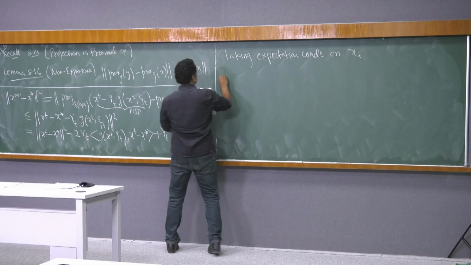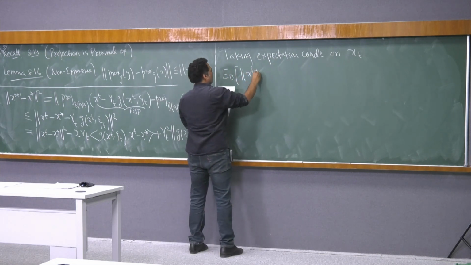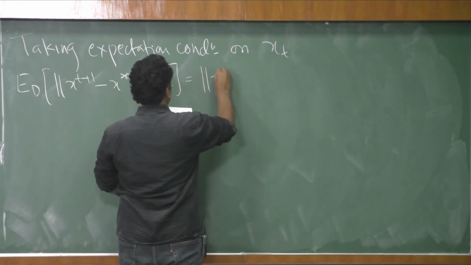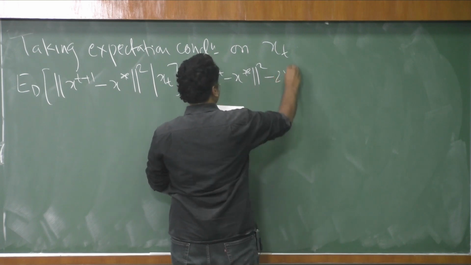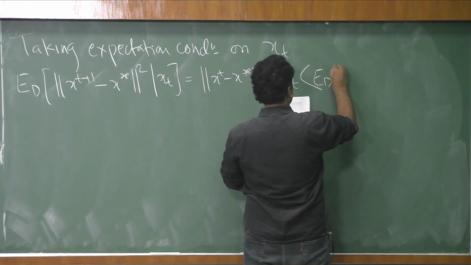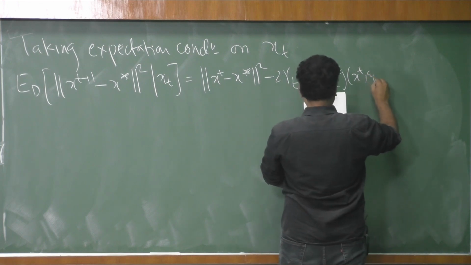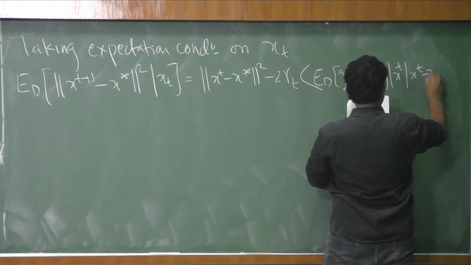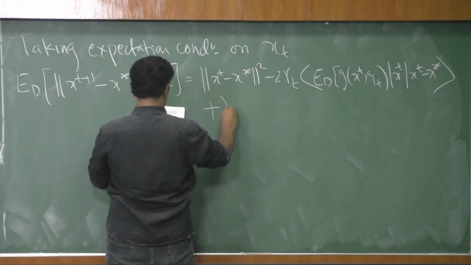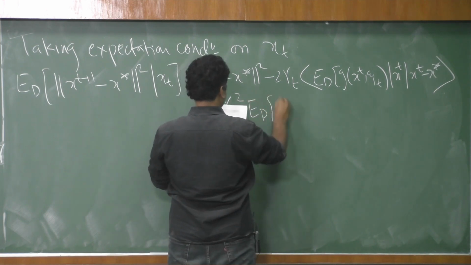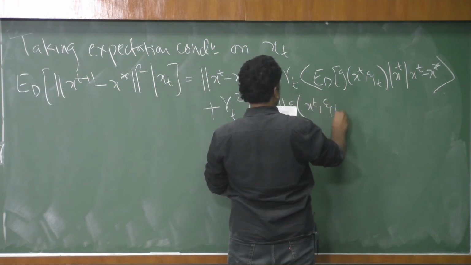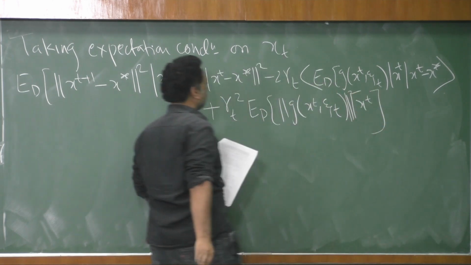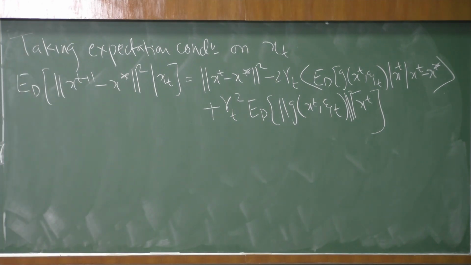So we have that the expectation of the norm of xt plus 1 minus x star squared, conditioned on xt, is equal to norm of xt minus x star whole square, minus 2 gamma t times the expectation of the inner product of g of xt, xi t, conditioned on xt, and then xt minus x star, and then plus gamma t square times the expectation of the norm of g of xt, xi t, conditioned on xt. And this is like norm squared here. So we have taken a conditional expectation with respect to xt.